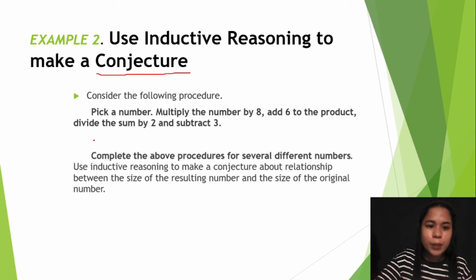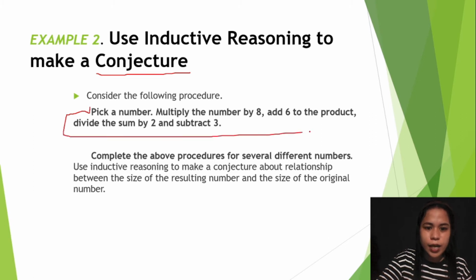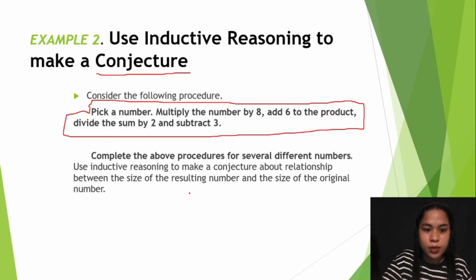So, we need to perform this procedure. Kailangan natin itong i-perform for several different numbers. So, mag-a-assign tayo ng at least 4 numbers na i-assign natin. It's up to you kung ano yung i-assign nyo. Then, we need to use inductive reasoning to make a conjecture about the relationship between the size of the resulting number and then the size of the original number.